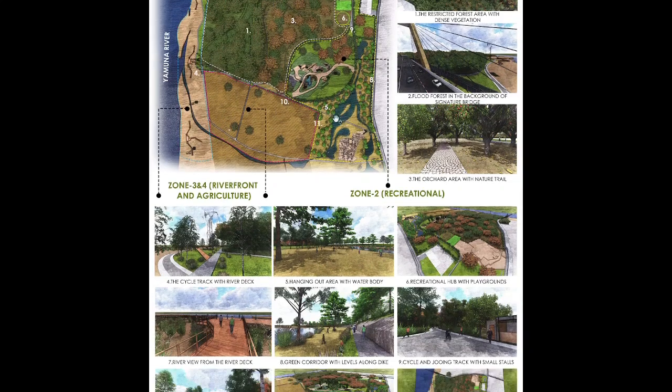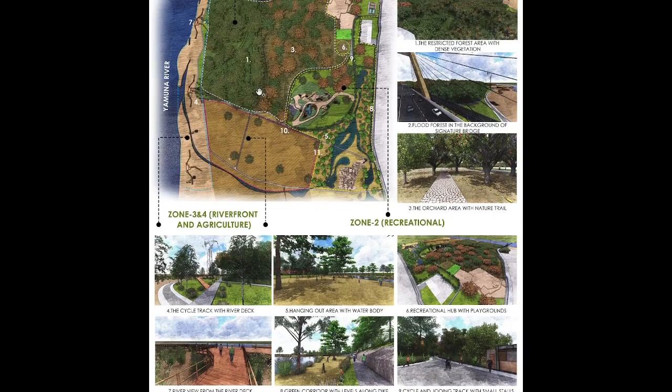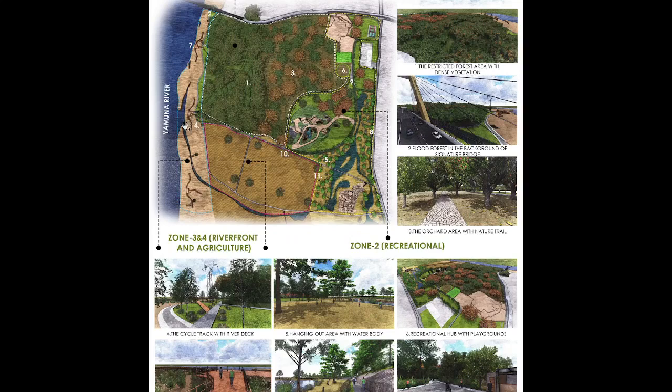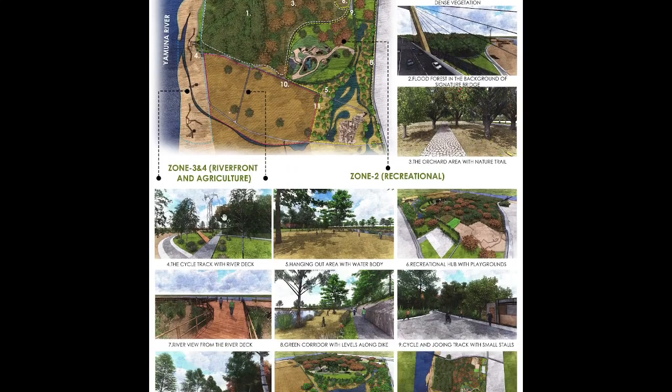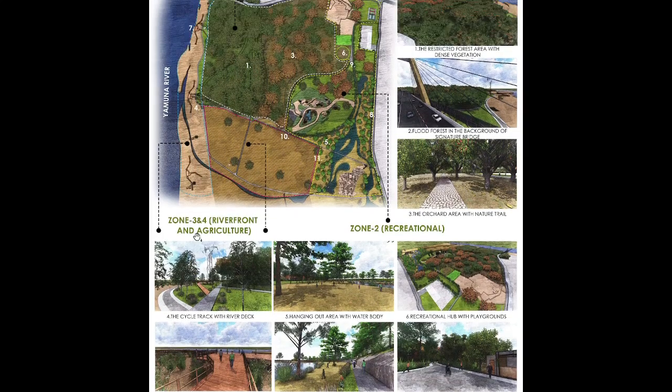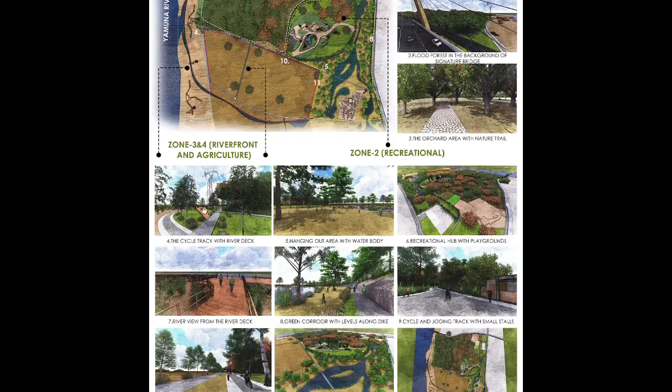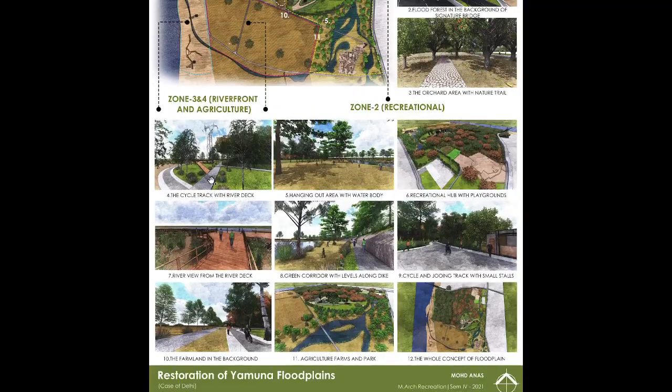And then there is the riverfront, that is this area where decks can be proposed, and decks have been proposed. This is the deck area, and this is the cycle track with river deck. And this is the cycle track going over here, and this is the deck area, which is connecting to the cycle track.